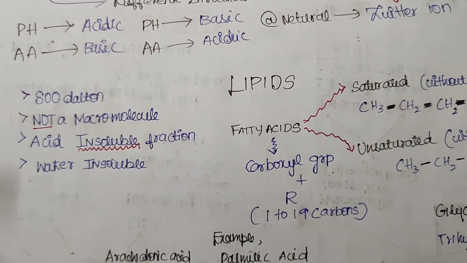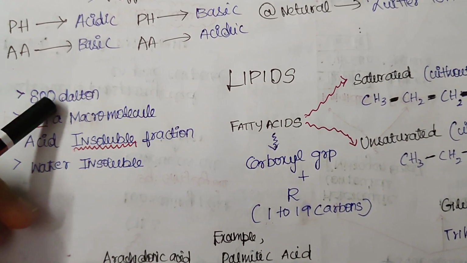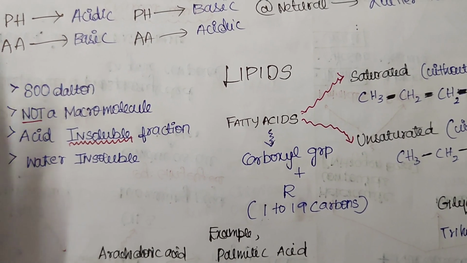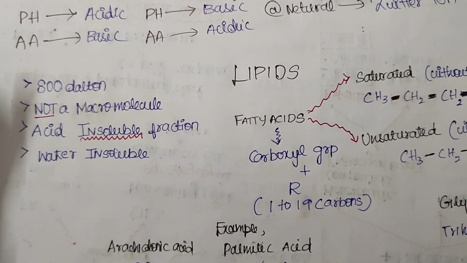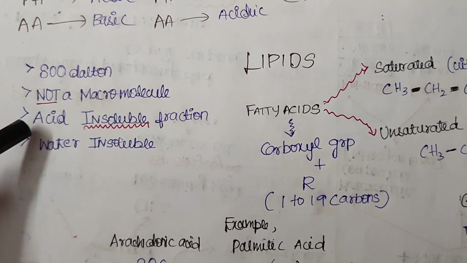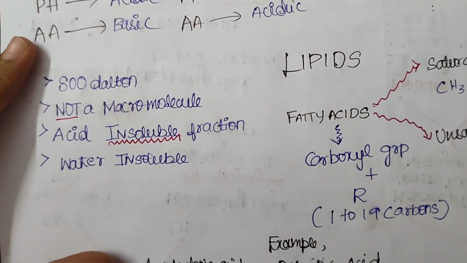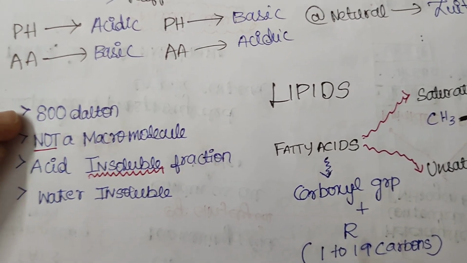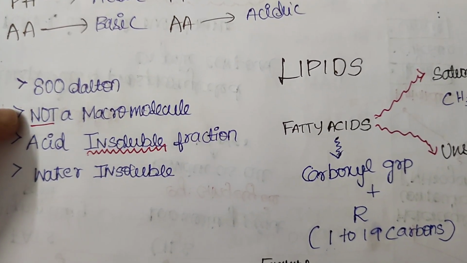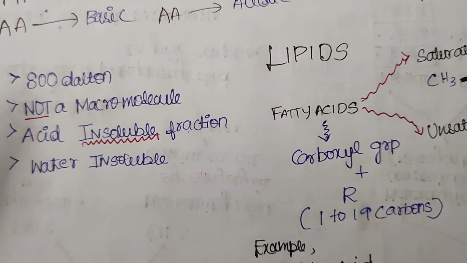So what does it mean? Micromolecules have a range up to 800 Dalton; if it is up to 800 Dalton, it will come under micromolecules. Okay, it is obviously not a macromolecule, right? But it will be found in the acid insoluble fraction. I hope you might be confused. What I am saying is, if it is 800 Dalton, it is not a macromolecule. Agree? But still it is coming under the acid insoluble fraction.